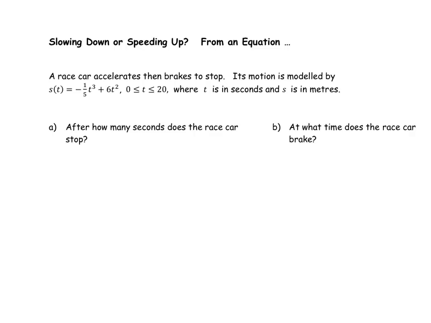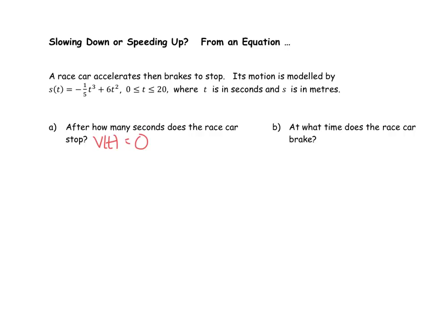So we're going to take a look at an example where we have a race car that is modeled by our function s of t, where t is in seconds, s is in meters, so that's our displacement. The first question is, after how many seconds does the race car stop? So really what we're looking for is the time when the velocity is equal to 0. So we want to solve for when our velocity is 0 and solve for time.